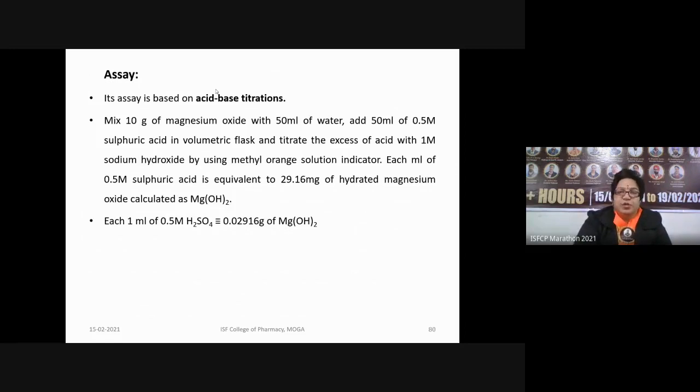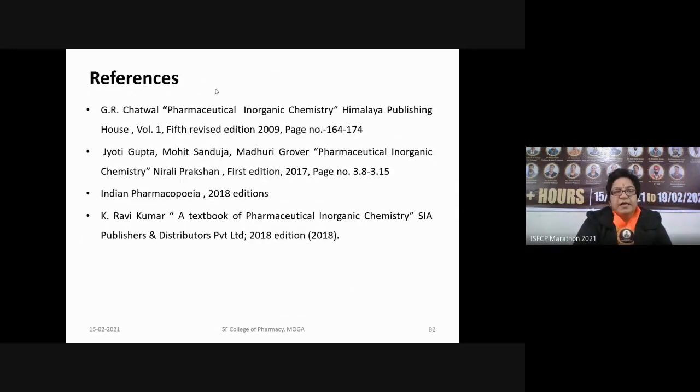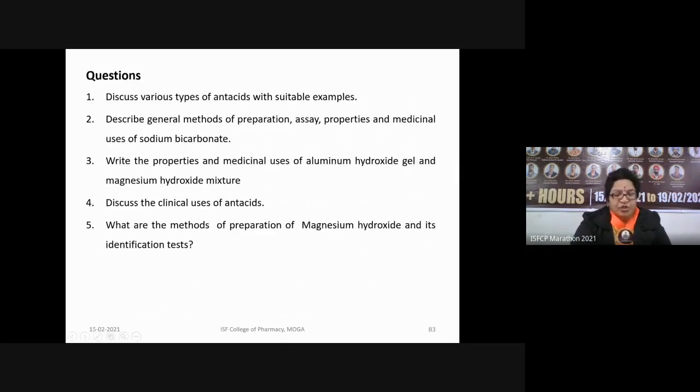These are some of the references that I have taken, and in this lecture, I have covered various GIT agents that are used to treat various ailments of the GIT.